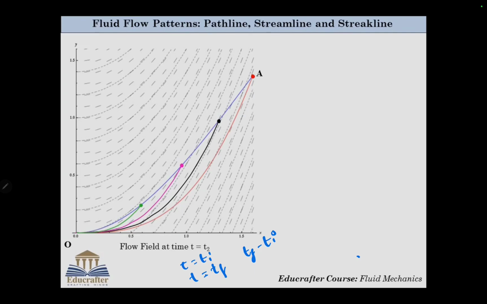So when these particles were injected, the same method is followed for constructing the streak line, and that's why we can get the streak line here. So this curve is the streak line. Okay, so I hope now the difference among these three is clear to you.